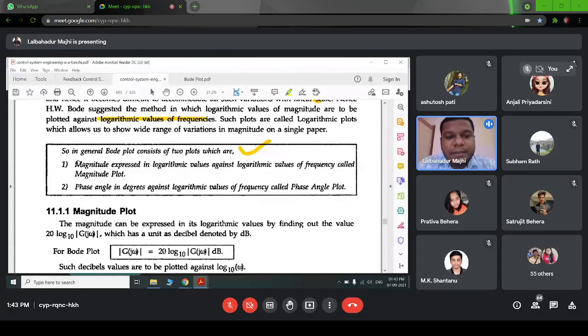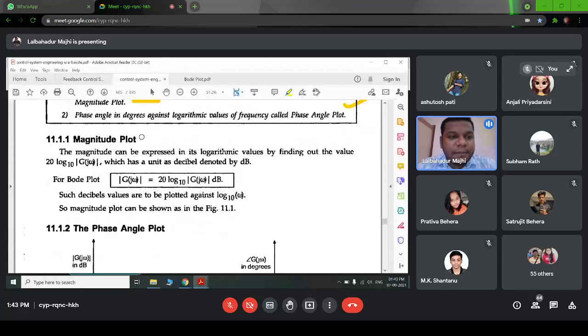The first one is the magnitude expressed in logarithmic values against the logarithmic value of frequency. It is called the magnitude plot. Similarly, the phase angle in degrees against the logarithmic value of frequency is called the phase angle plot. So basically, we are going to do two plots: first the magnitude plot, and second the phase angle plot.